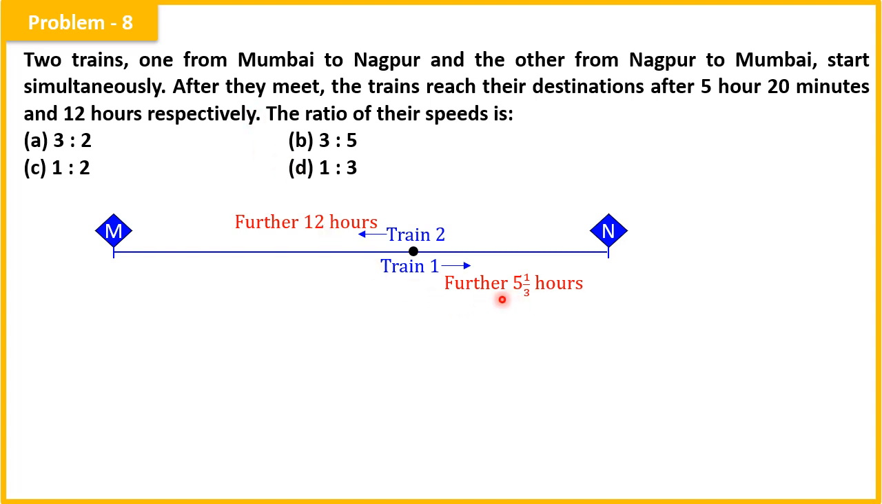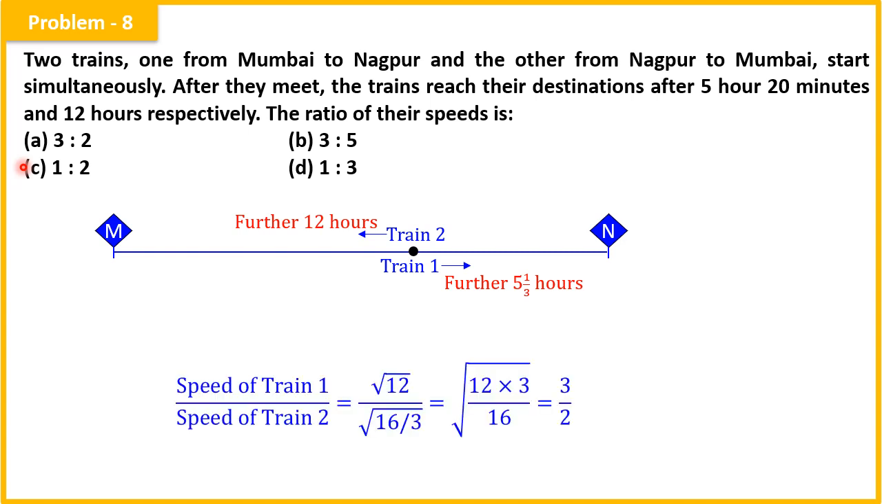requires a further 5 hours 20 minutes, so called 5 1/3 hours, to reach Nagpur after it crossed train 2, and train 2 further requires 12 hours to reach Mumbai. So here we need to determine the ratio of their speeds. We can straight away use that shortcut which we have discussed just now.